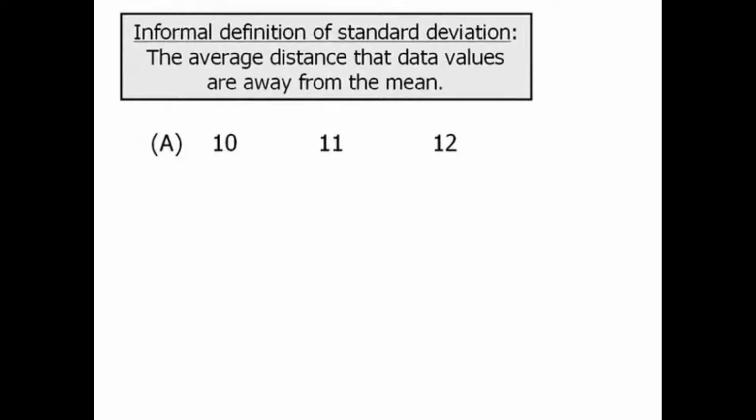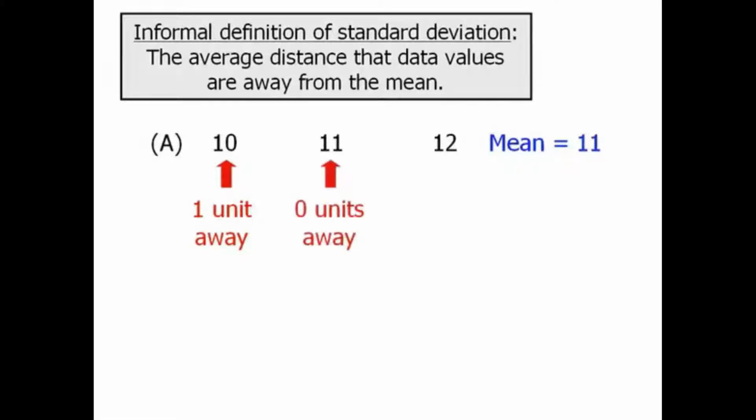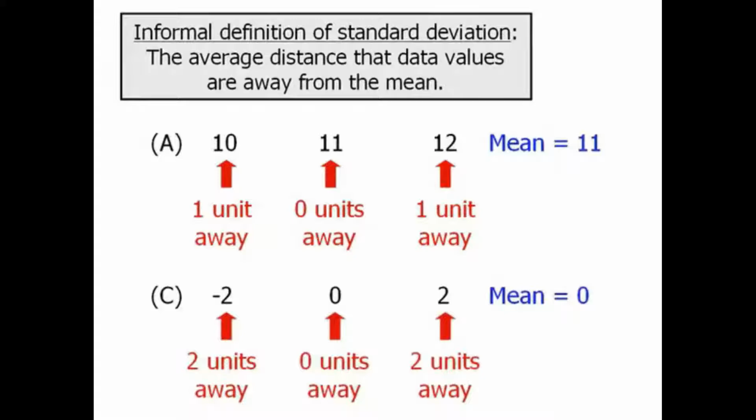Set A. Here we see that the mean of these three numbers is 11. So 10 is 1 unit away from the mean, 11 is 0 units away, and 12 is 1 unit away from the mean. Let's compare this with set C. Here, the mean is 0, so negative 2 is 2 units away from the mean, 0 is 0 units away, and 2 is 2 units away.